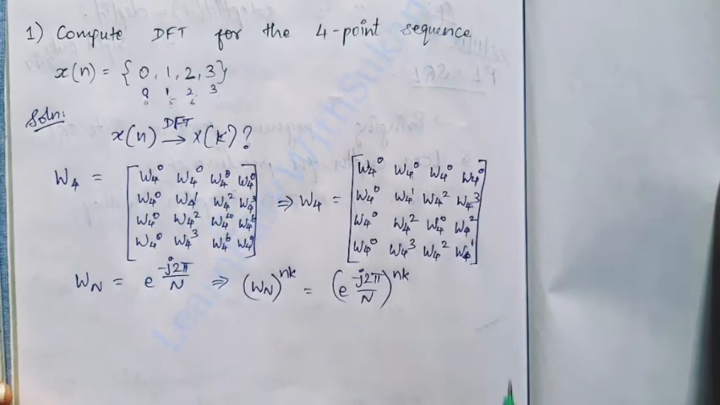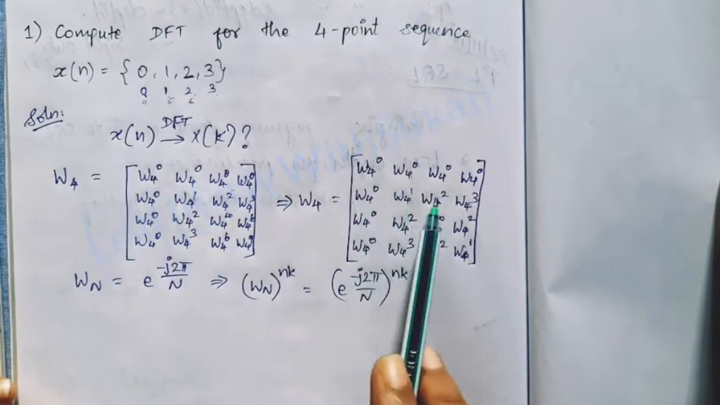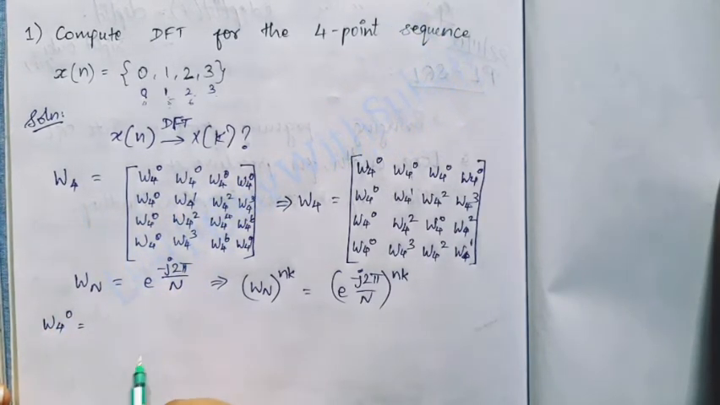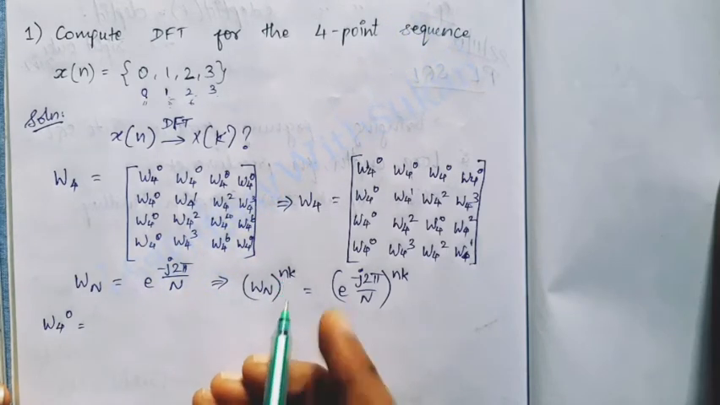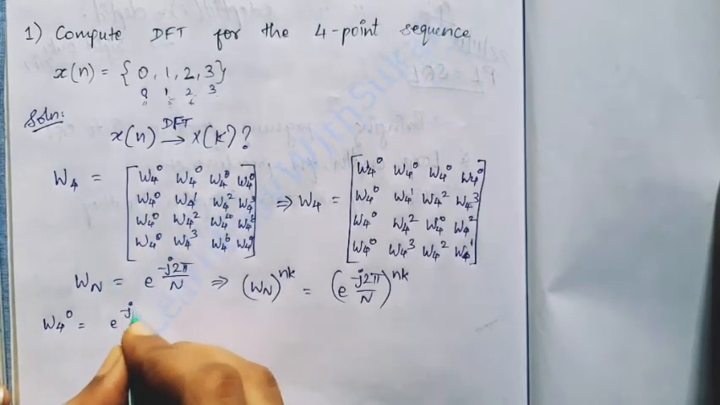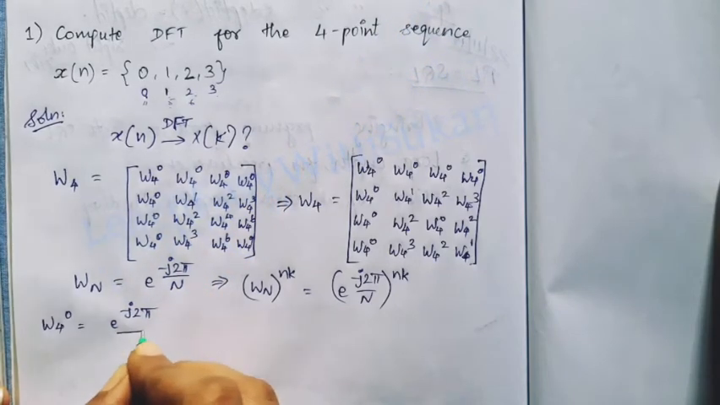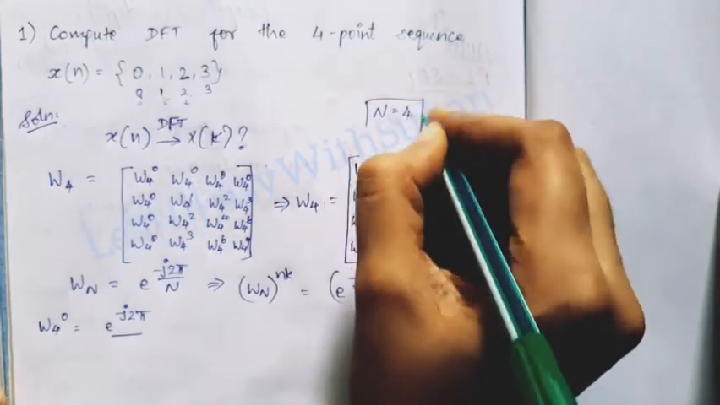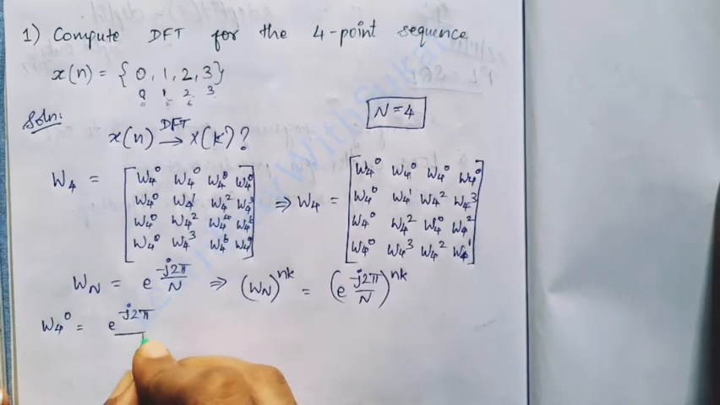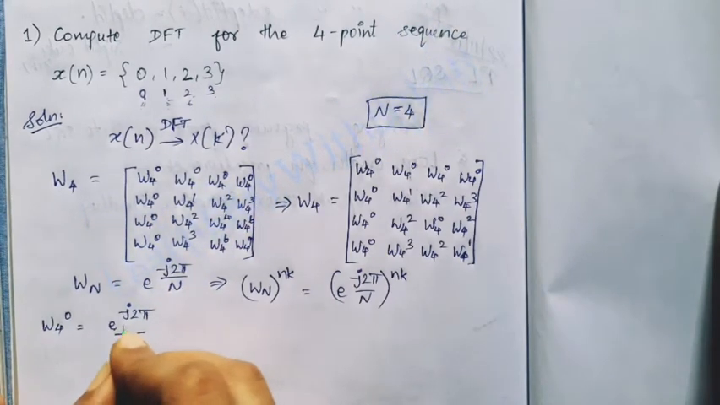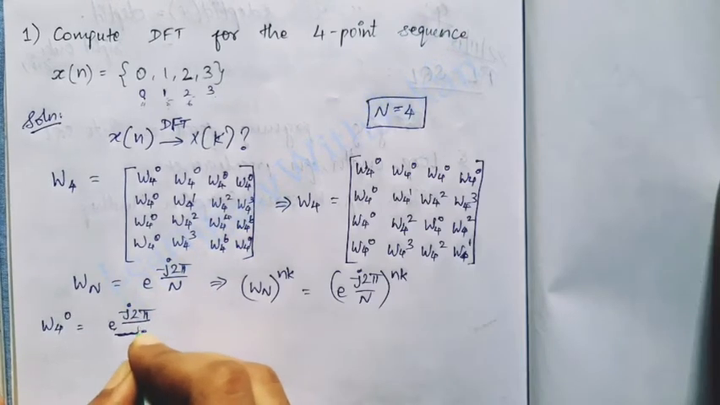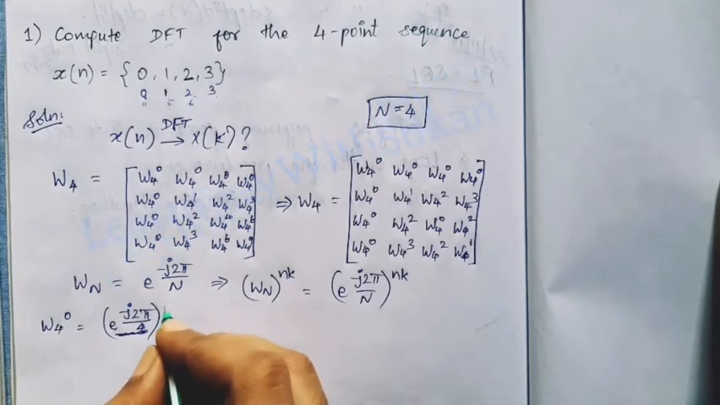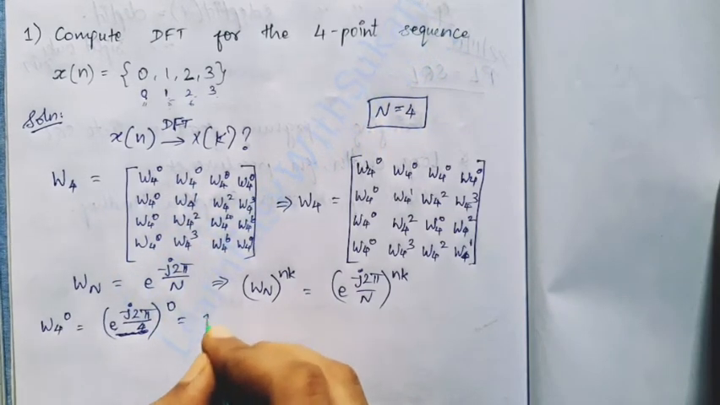Now let us find. Our next step is to find the values for each and every element of this matrix. So how to find W4 power 0? Which is nothing but this whole power 0. So substituting the values in this formula, 2 pi by n. Here what is n? Since it is a 4-point DFT, first itself we need to know that n is 4. Actually it is not here, it is by 4, the whole power 0. So anything power 0 is 1.